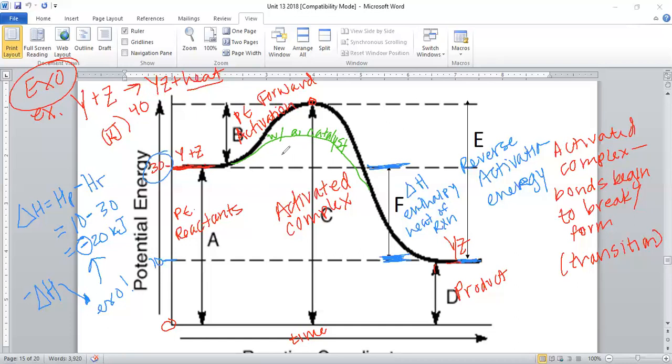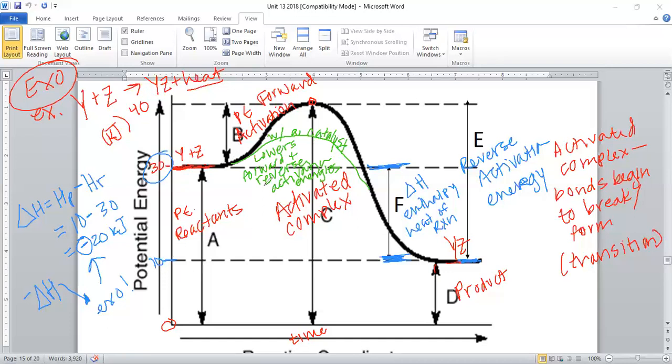A catalyst lowers forward and reverse activation energies. So basically, it just lowers the energy needed to start either the forward or the reverse reaction.